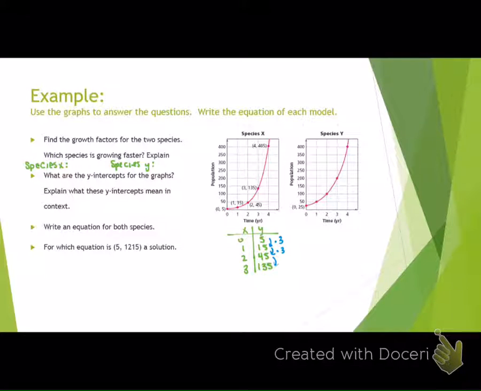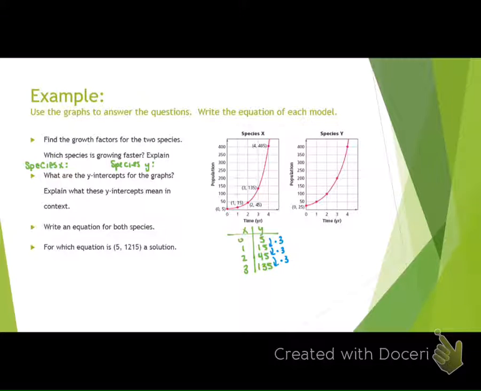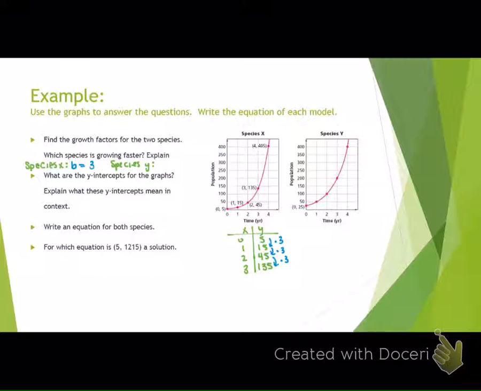So if you have a graph, you need to take some points off the graph and put them in a table. If you have 3 points and just take 3 points, that's completely fine. So as long as you have 3 points in your table, that's completely fine. But we can see that the growth factor, our B value, is 3.